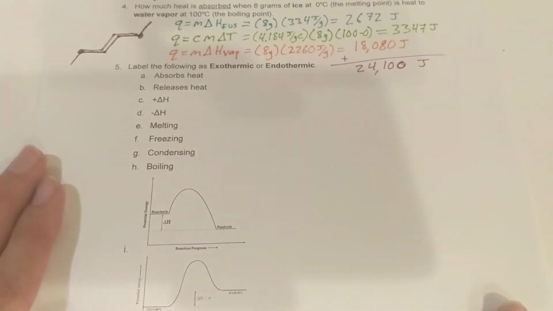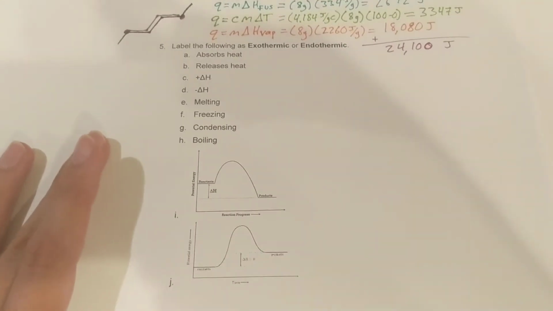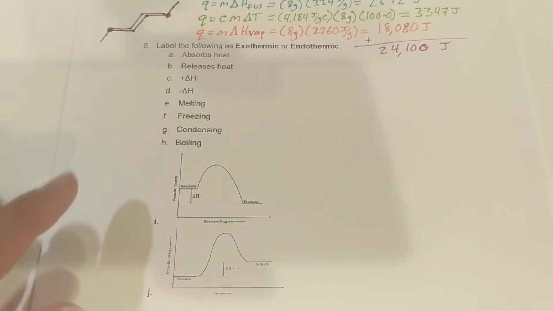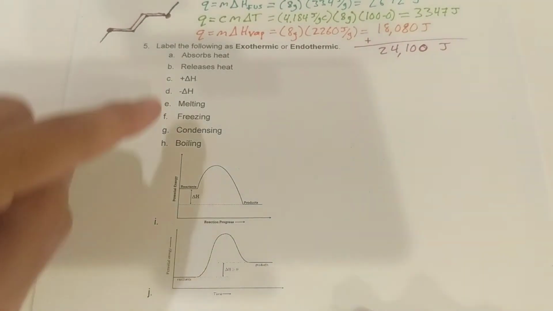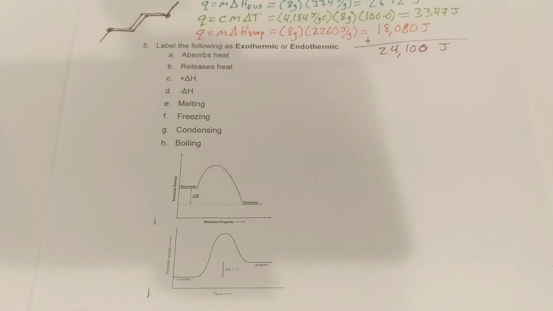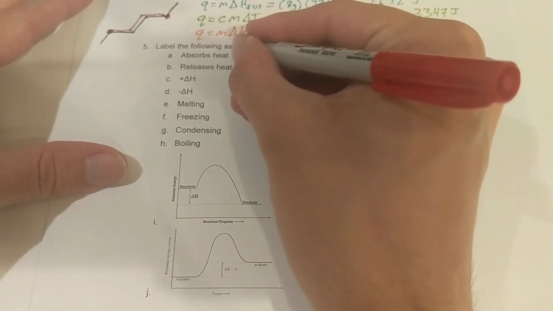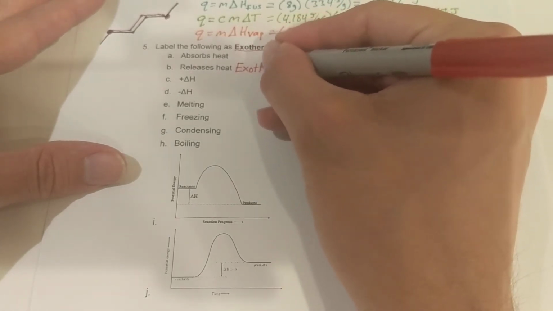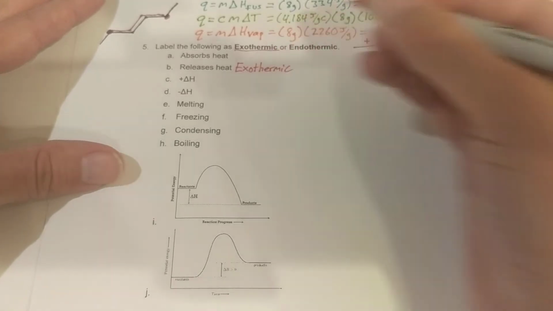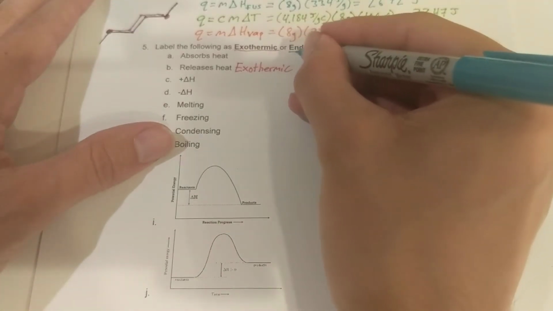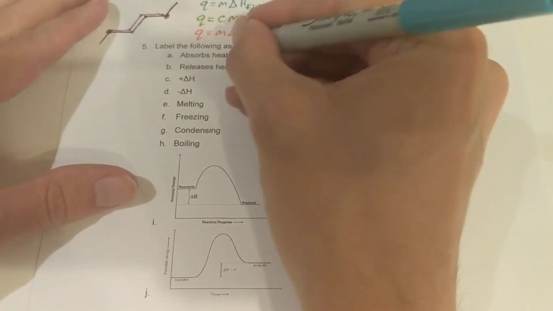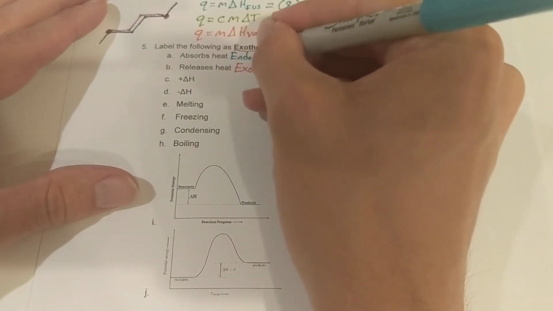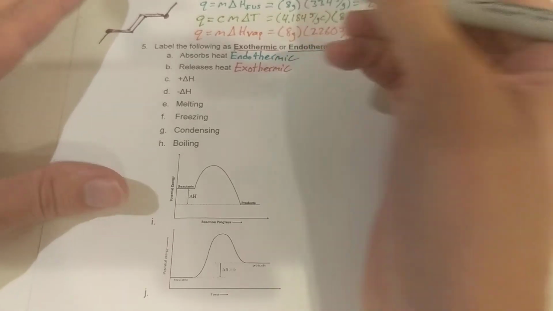All right, so after this unit, we should be experts at labeling exothermic and endothermic. And I want to go back to kind of the definition. When something is exothermic, that means it's releasing heat. And that is the definition of exothermic. So exothermic right there. If something is endothermic, that means it is absorbing heat. So right here, endothermic. So those are just definitions.